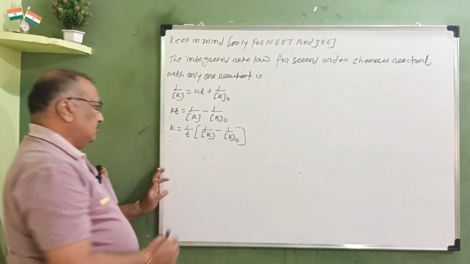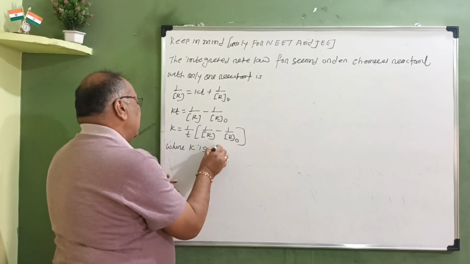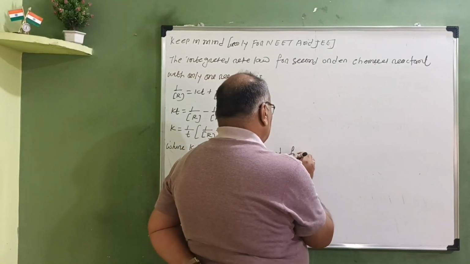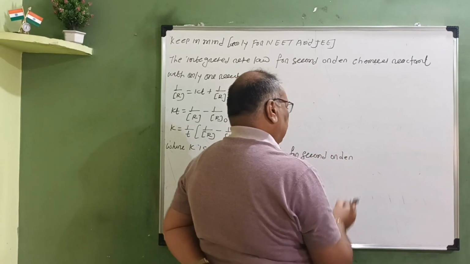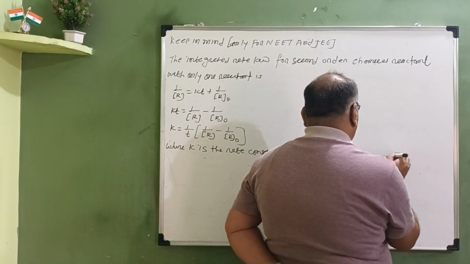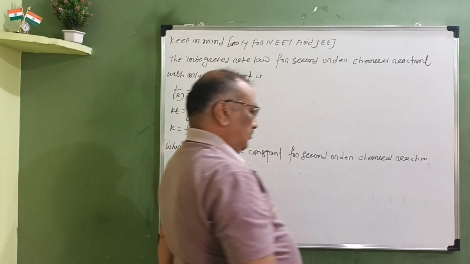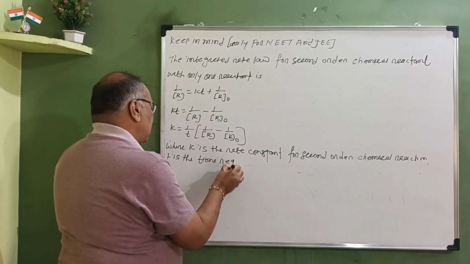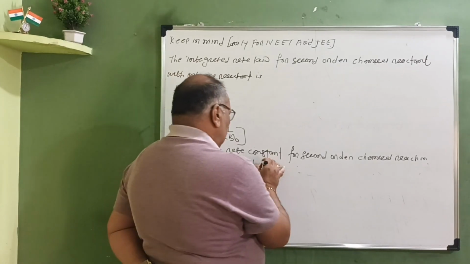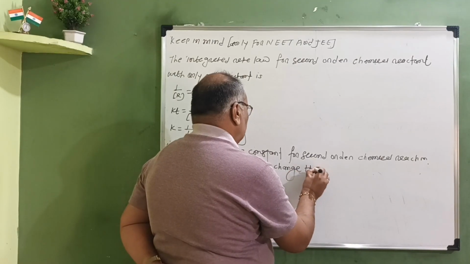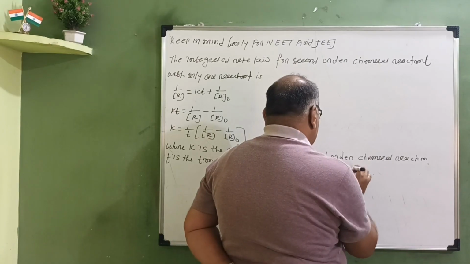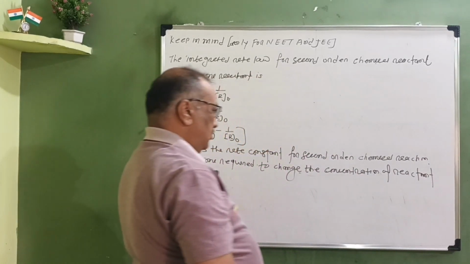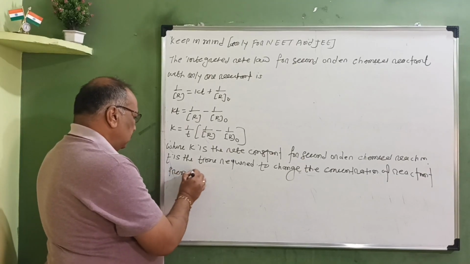Now, where K is the rate constant for second order chemical reaction, t is the time required to change the concentration of reactant from R0 to R.